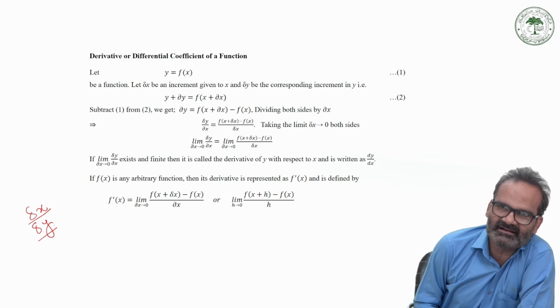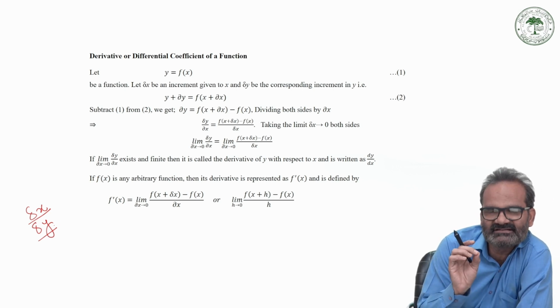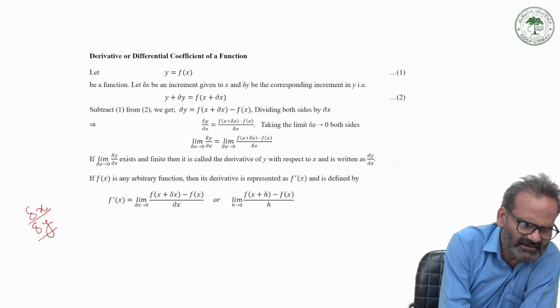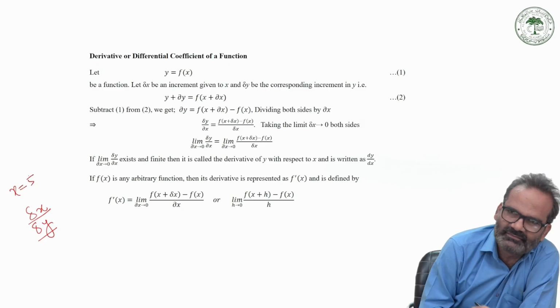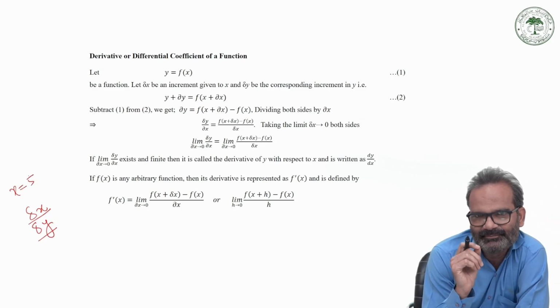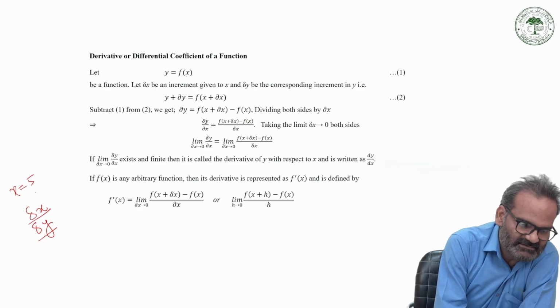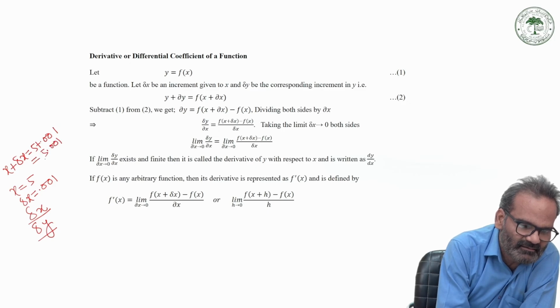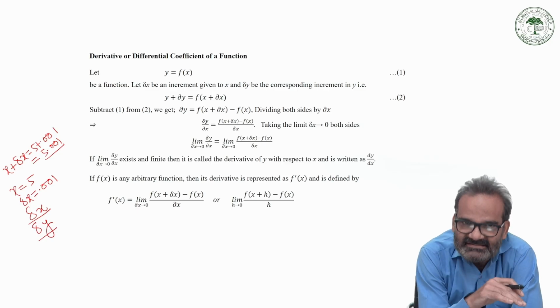So what is delta x? In fact, delta x is a very small change in x. For example, if I say I have taken x is equals to 5, the value of x is 5. Then what is delta x? Delta x is taken as, for example, 0.001, right? So if we add these two, x plus delta x, what you will get? 5 plus 0.001 will be equal to 5.001. Clear?